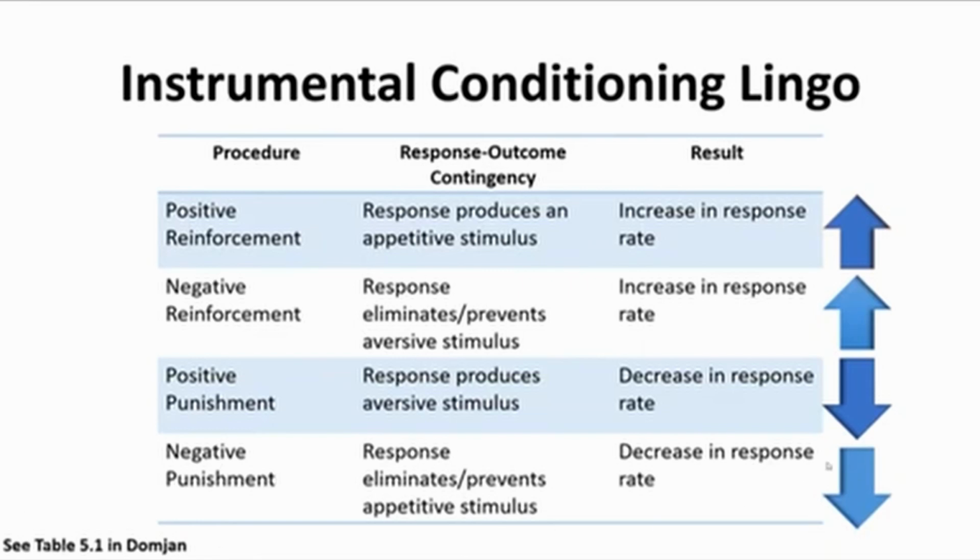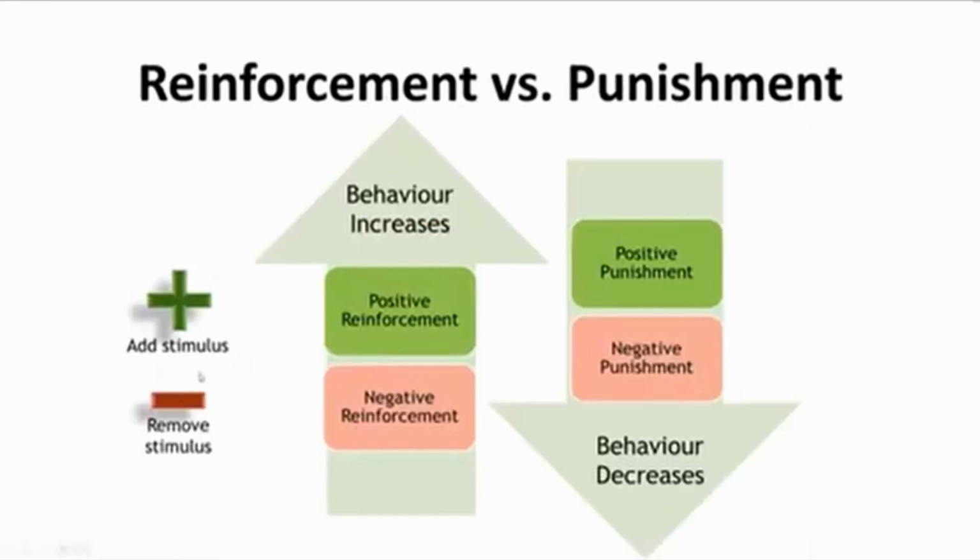Now, the textbook presents a table kind of like this, where we list all four of our options together, and we talk about the procedure's name, the contingency between our response and our outcome, and the result to the behavior in the end. But I actually find it easier to think of these terms this way, which is asking ourselves, are we adding or removing a stimulus? If we're adding a stimulus, it's going to be positive. If we're removing a stimulus, it's going to be negative.